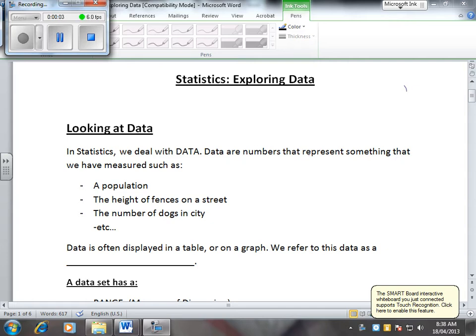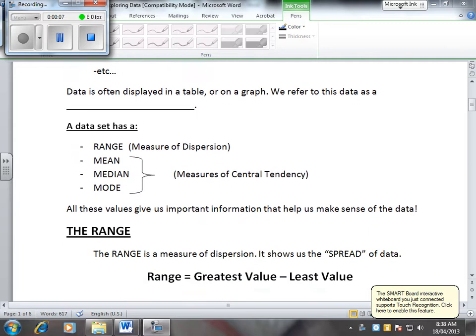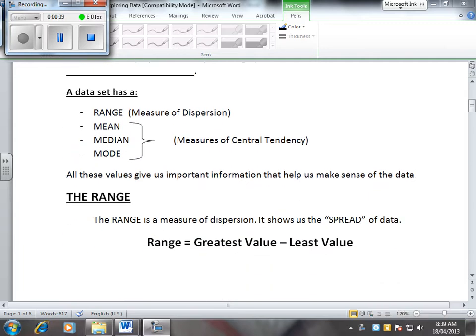Last class after the test, we started Unit 3, which is Chapter 5 on statistics. And we just introduced a few terms. So range, which would be from the greatest value to the least value.